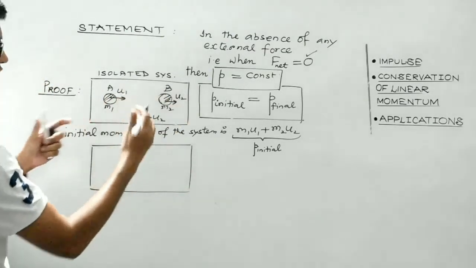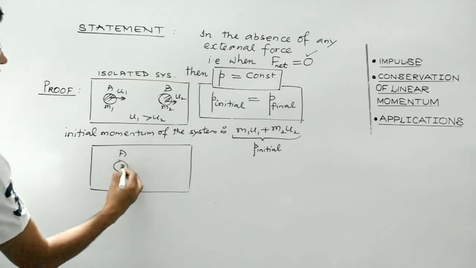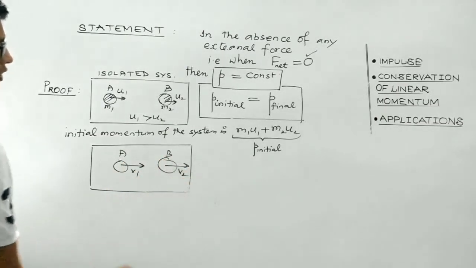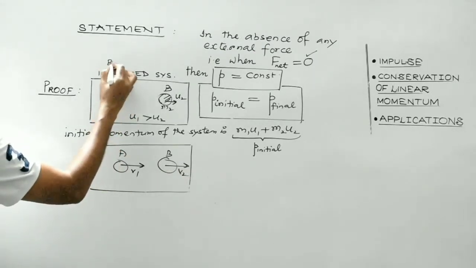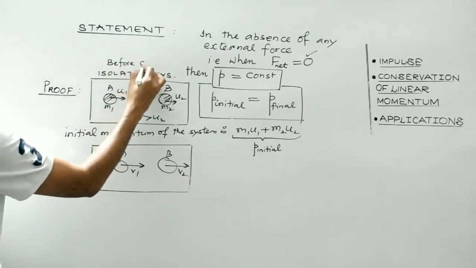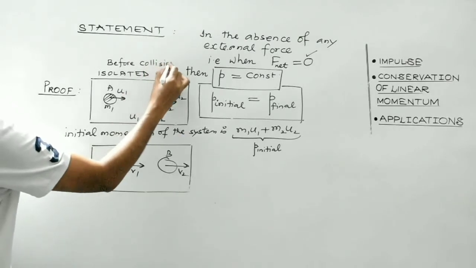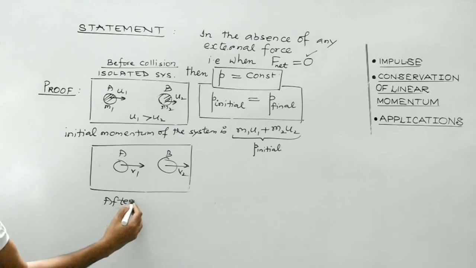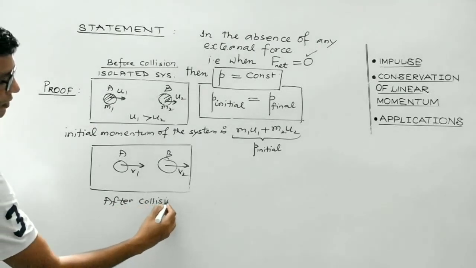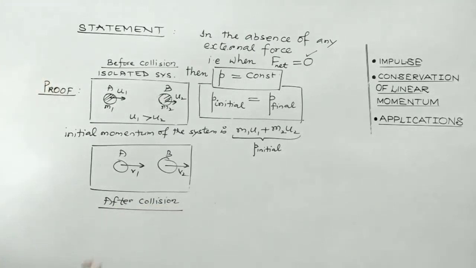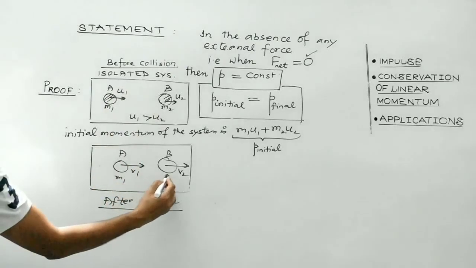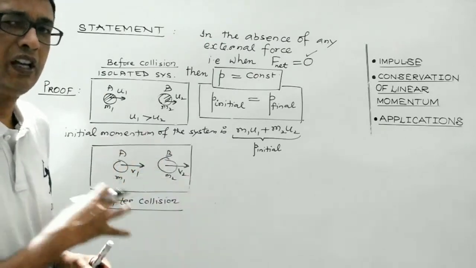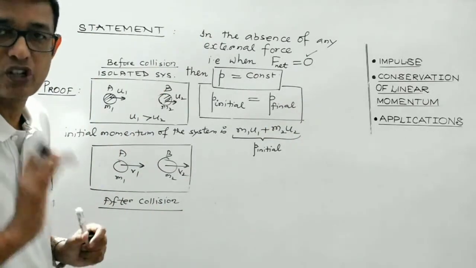After collision, suppose body A acquires final velocity V1 and body B acquires final velocity V2. This is before collision, and let us consider this to be the situation after collision. The same two bodies, after collision, have acquired final velocities V1 and V2 moving along the same straight path. We are considering one dimensional motion.